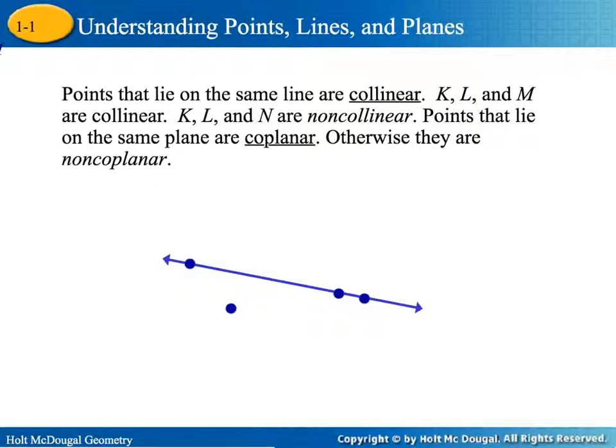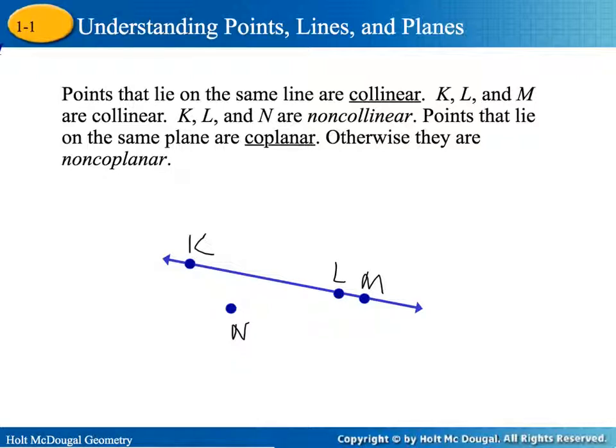So the next word for you is collinear. Points that lie on the same line are collinear. So if you're looking down at this line, we've got point K, point L, and point M. And down here is point N. Please draw this diagram in your notes.